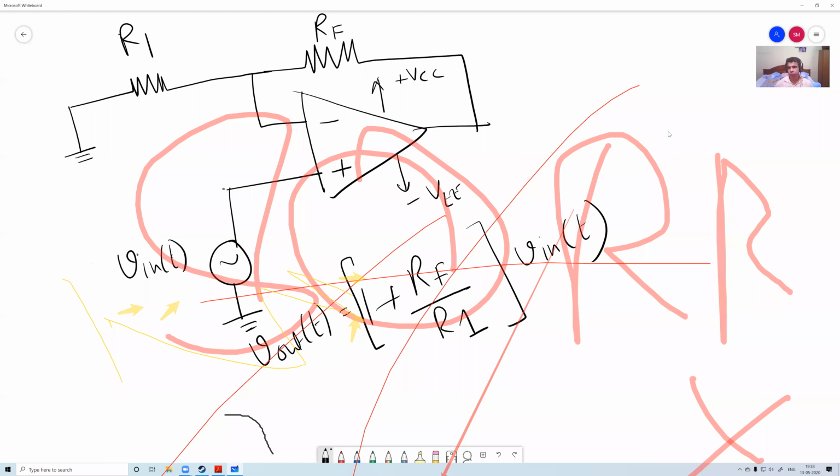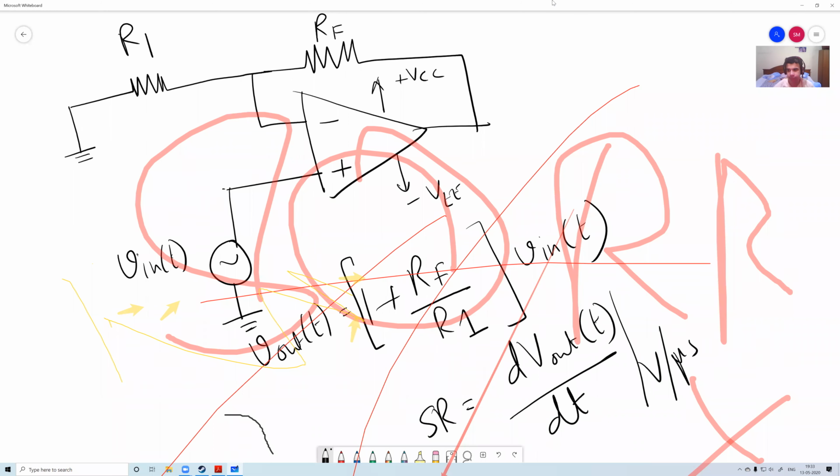One way of having an idea of this delay is using slew rate. Slew rate is the maximum rate of change of output voltage that the op amp can allow. So slew rate is simply the maximum value of dV out(t) by dt. And the unit is volts per microsecond.